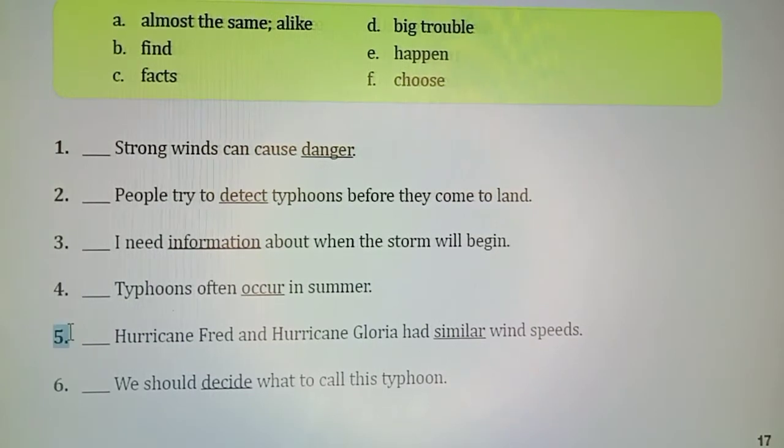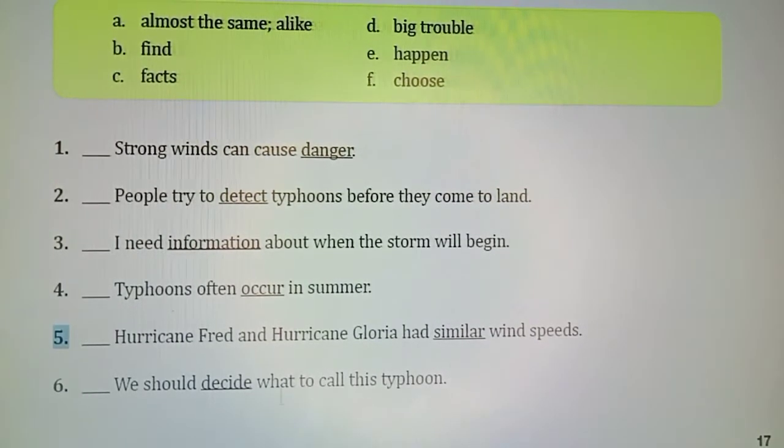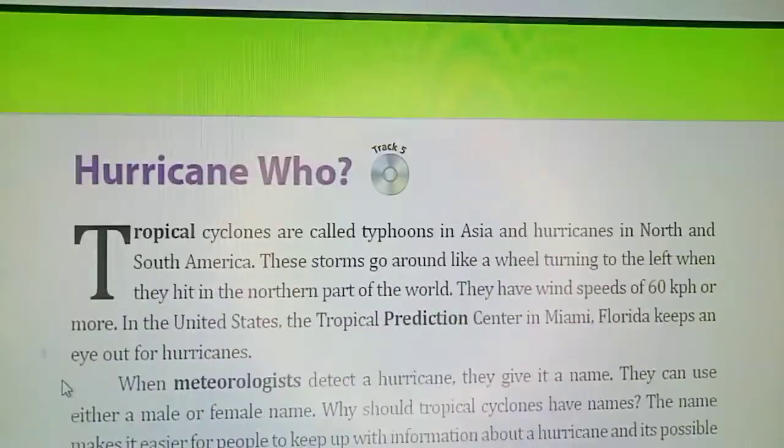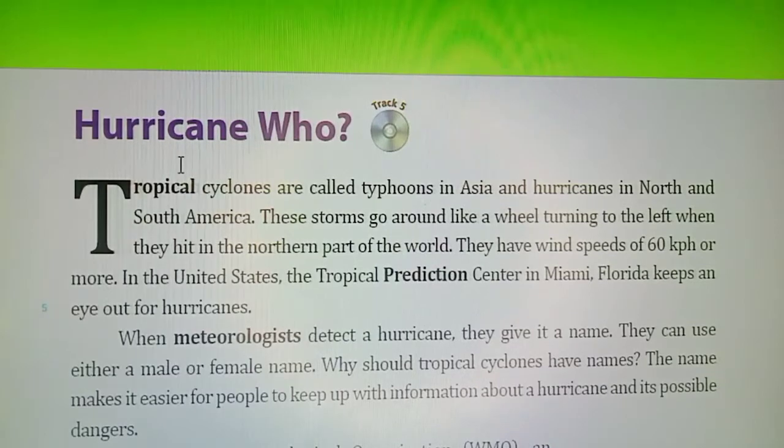That's right. The next one, or the last one, number six. We should decide what to call this typhoon. Decide. What does it mean, decide? Decide, to choose. Yes, that's right. So the letter F is the best answer for number six. Yeah, that's right. Now we have our passage today, which tells us about Hurricane Who.